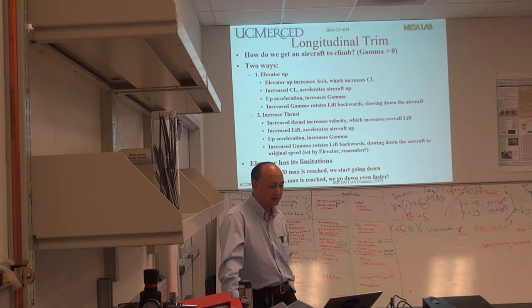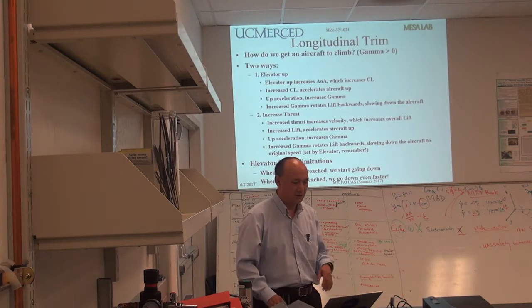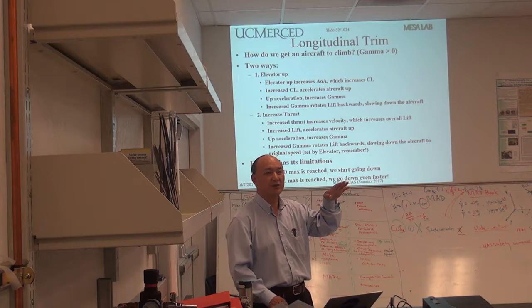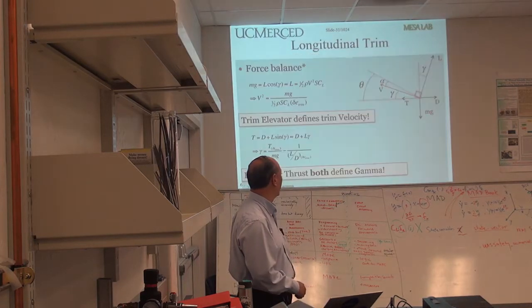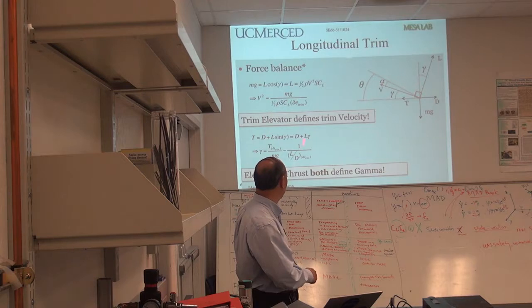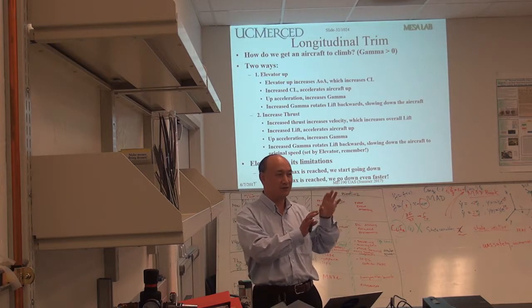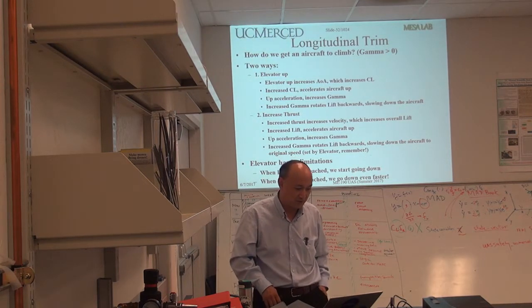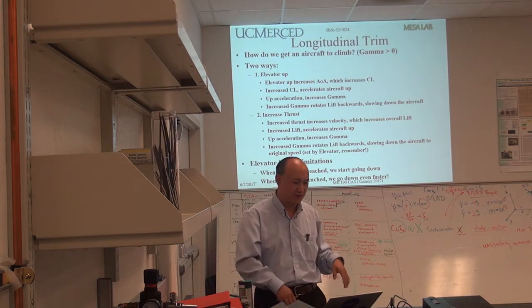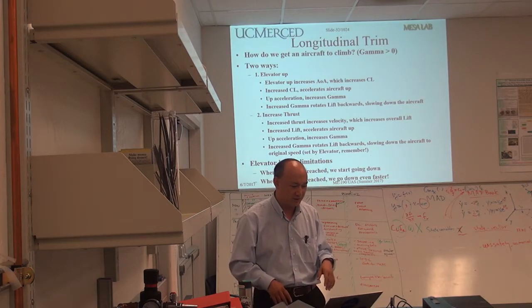For longitudinal trim, you can answer questions by looking into these equations. So how do you get an aircraft to climb? You want to make gamma greater than zero; gamma greater than zero means you are climbing. From the previous equation, there are two ways. First, elevator up, so you climb. This is very simple from the equation. Elevator up increases angle of attack and also increases the lift. Increased lift accelerates the aircraft upward.